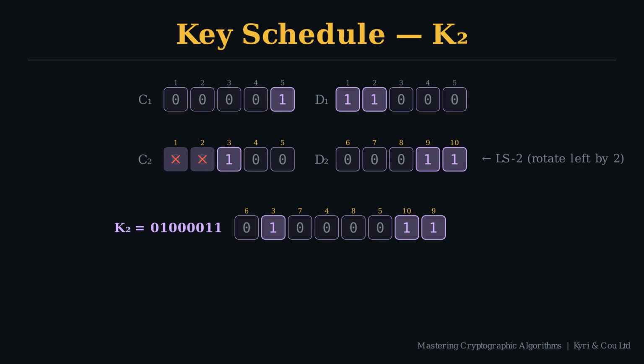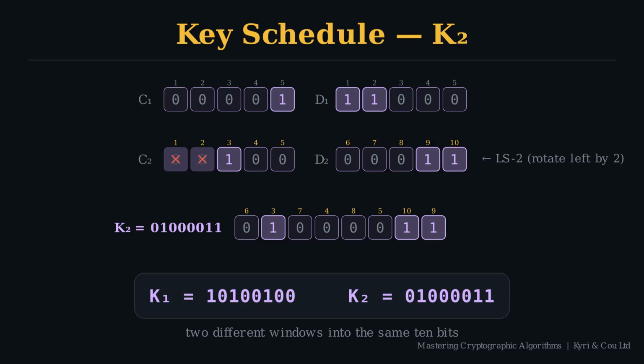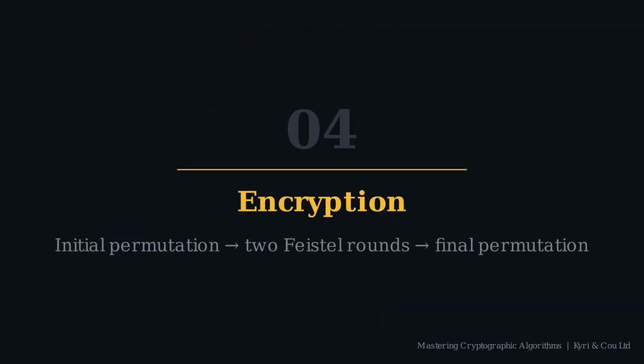K2 is 01000011. And that's the key schedule done. We have 2 round keys, each one a different window into the same 10 bits. Now we can pick up the plaintext. With the round keys in hand, we can start encrypting.